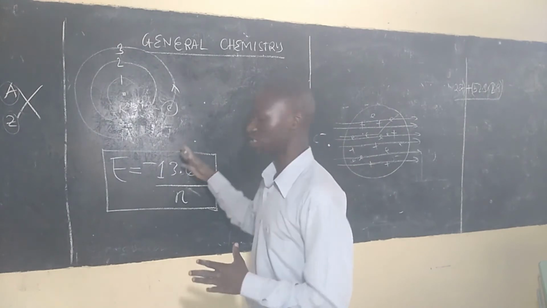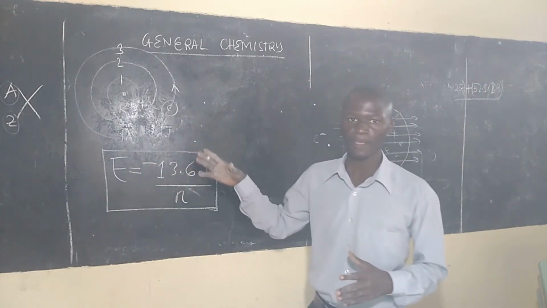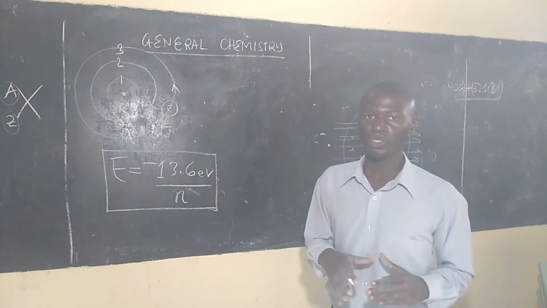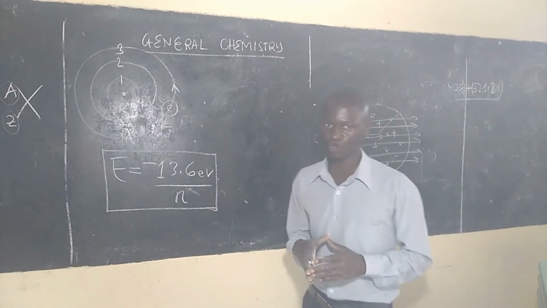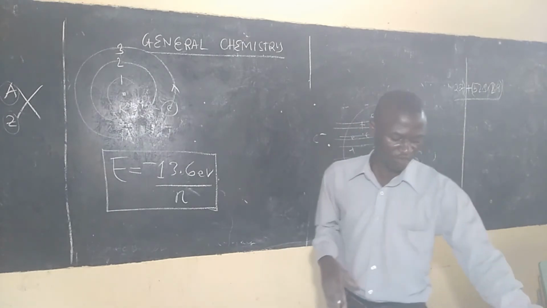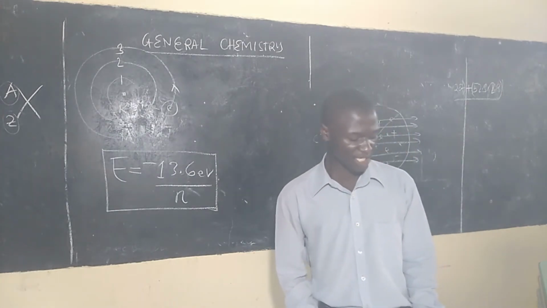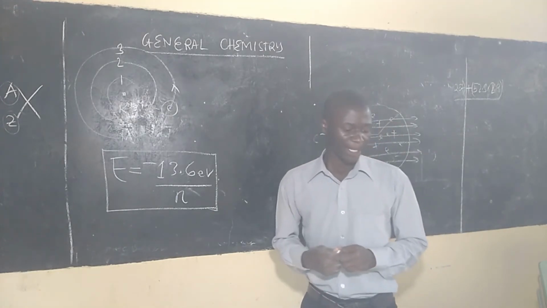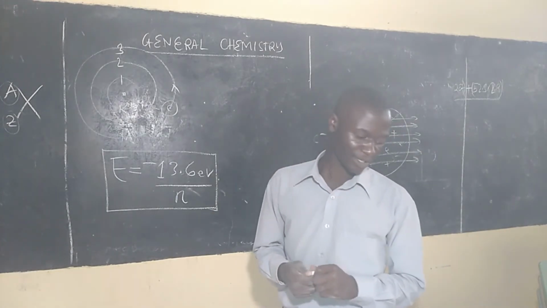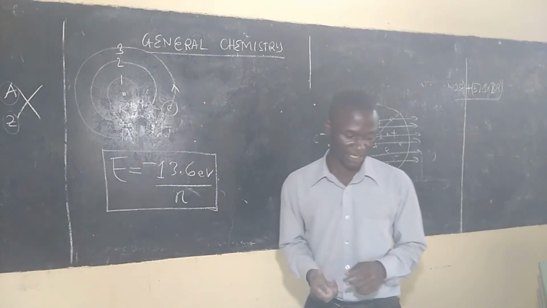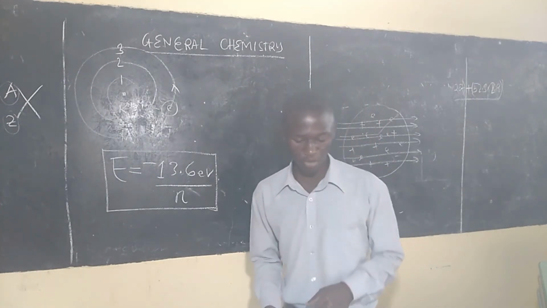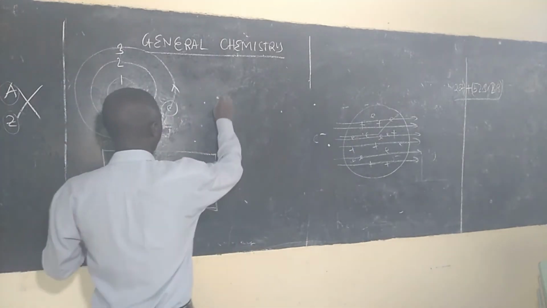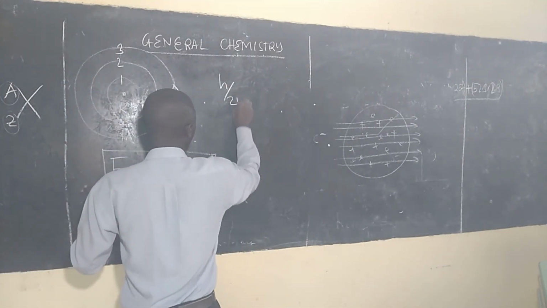So this first postulate of Bohr simply solved the issue of stability of an atom, which was not solved by Rutherford. From there, we are saying that the angular momentum of an electron in stationary state is quantized, and it is an integral multiple of h divided by 2 pi.